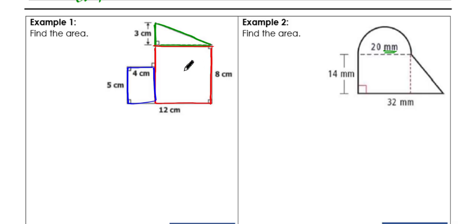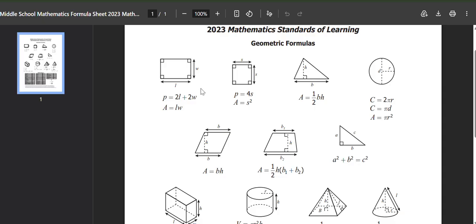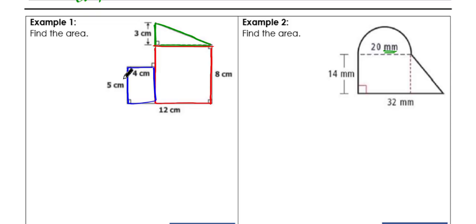All right, the area of a rectangle. Come back to the formula sheet. Make sure you know what you're finding. It's a rectangle. We're talking about area, so that's length times width. So I multiply length times width. Doesn't really matter which one's length and which one's the width. You multiply the two dimensions together. 5 times 4 tells us that that has an area of 20.